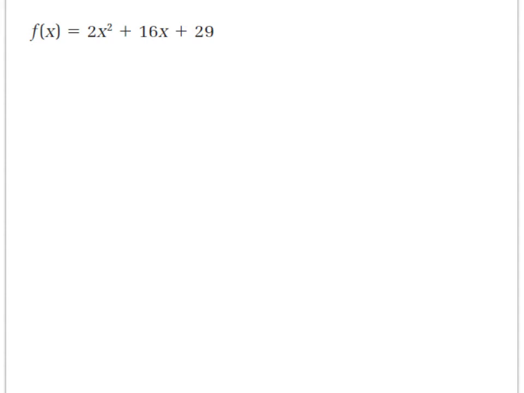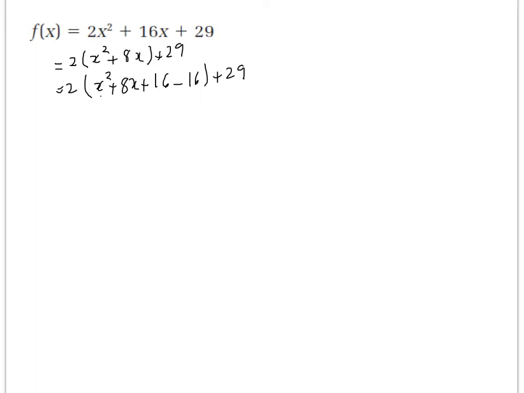If we use completing the square, we know the rule is that the leading coefficient, meaning a, has to be 1, so I'm going to factor a, which is 2, from the first two terms. So I'm going to get x squared plus 8x plus 29. Then I'm going to divide the coefficient b by 2, so I get 4, square it, 16, add and subtract 16 inside the bracket. So I get x squared plus 8x plus 16 minus 16 plus 29.